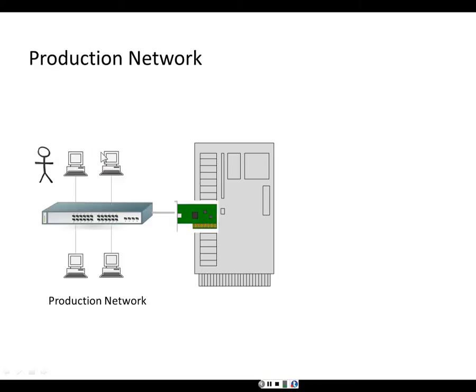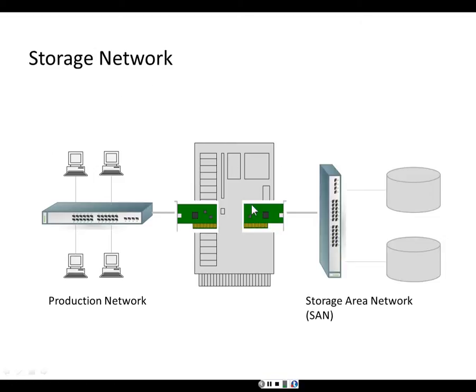The first type is a production network that everybody is pretty much familiar with. A production network is where the user's workstation is connected to a switch which connects to the ESXi host. A production network carries user traffic to the virtual machines. A storage area network connects the ESXi host to disk arrays, and it carries traffic from virtual machines to disk arrays.